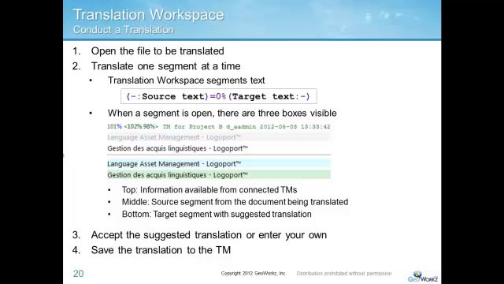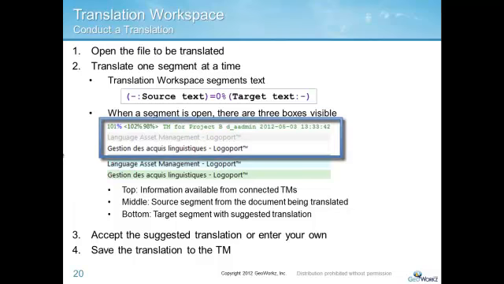You'll see each segment pair expressed within parentheses, where the first parentheses contains the source segment and the second parentheses contains the target segment. The number in the middle represents the match percentage that was available for that segment. When you open a segment to translate it, it will open three boxes.